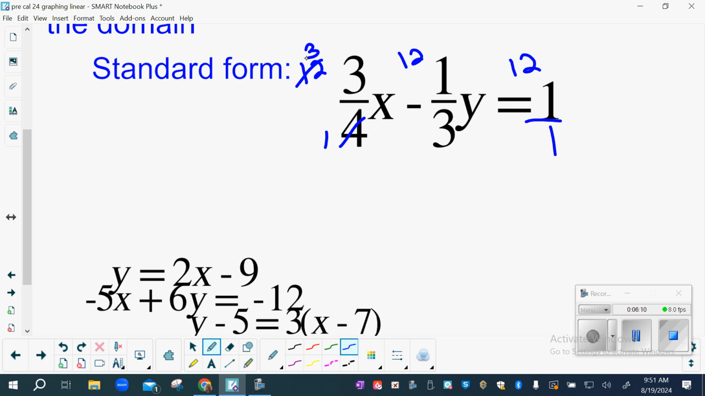So here's what we're going to do. 4 goes into 12 3 times. 3 times 3, we're going to get 9x. 3 goes into 12 4 times. 4 times negative 1 is negative 4y. And that just is 12. See how pretty she is now? That looks way less scary. The other one was like, oh, fractions, I don't want to do it. But that, walk in the park. That's easy. You can do that.